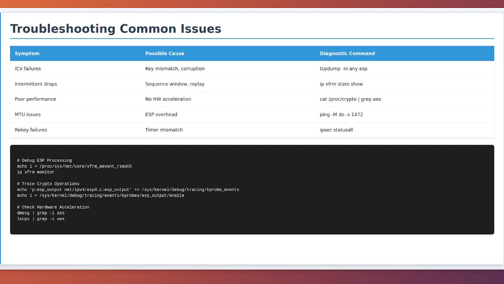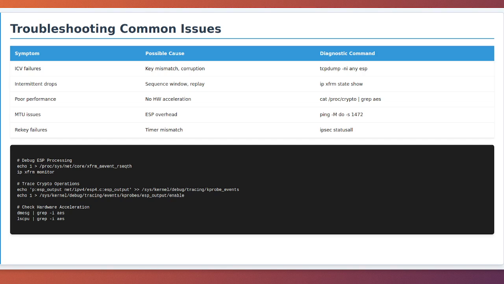Authentication failures are the most common issue you will encounter, and they manifest as packets being silently dropped after ESP decryption. When you see logs indicating ICV verification failures or authentication errors, the first thing to check is whether both endpoints are using the same authentication algorithm and key. Even a single bit difference in the key will cause every packet to fail authentication. Use debug logging to compare the configured algorithms and ensure they match exactly.